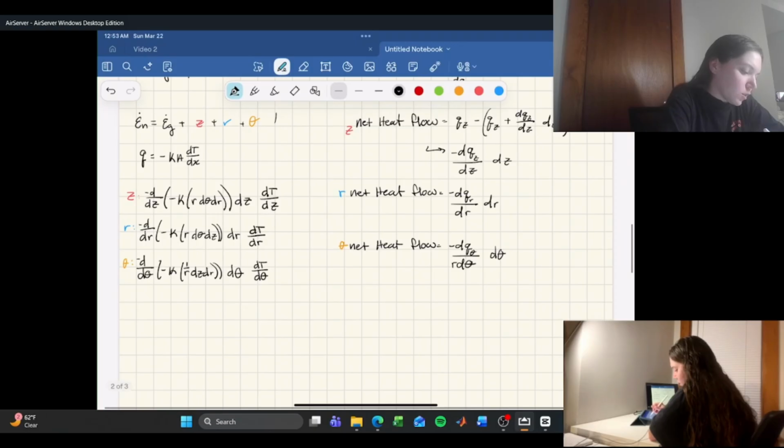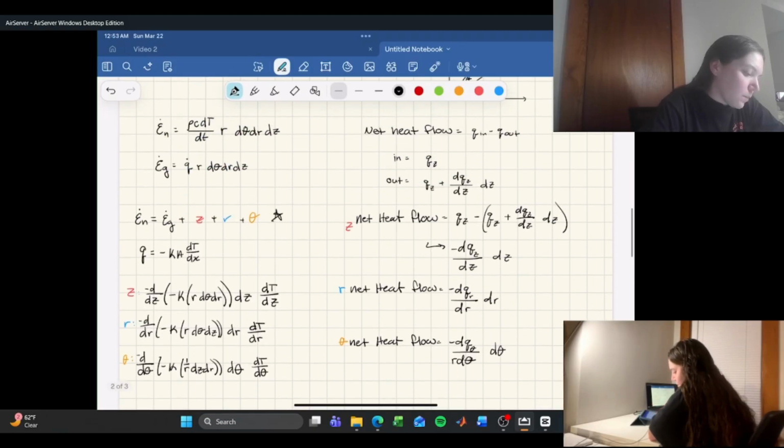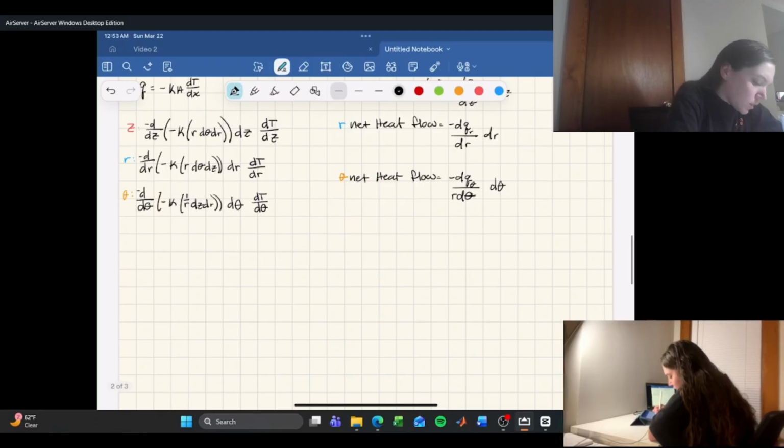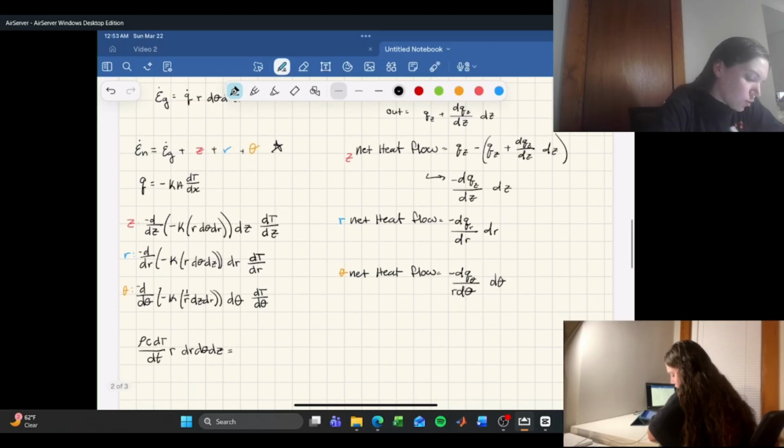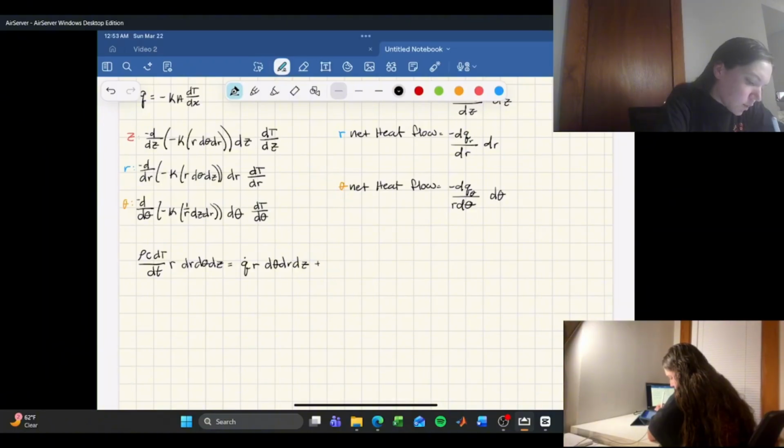So using this equation here, the energy stored is density times heat capacity times change in temperature over change in time times the volume, which is r dr d theta dz. And that is equal to the energy generated, which is the rate of heat flow times the radius times volume, and then plus all of these heat flow equations.